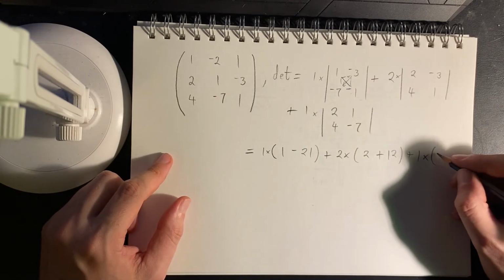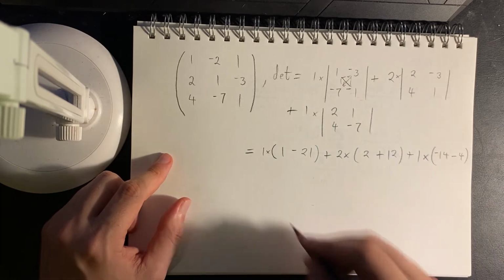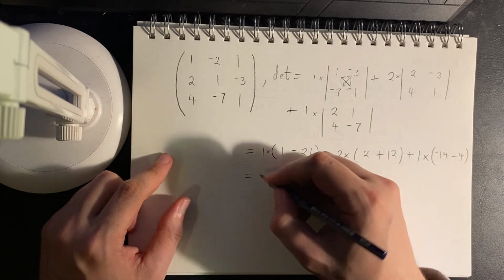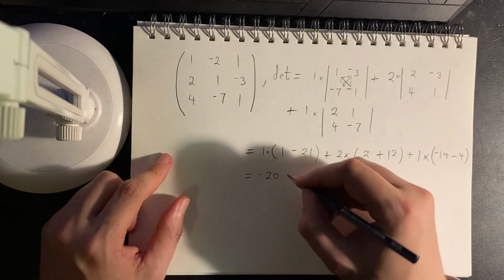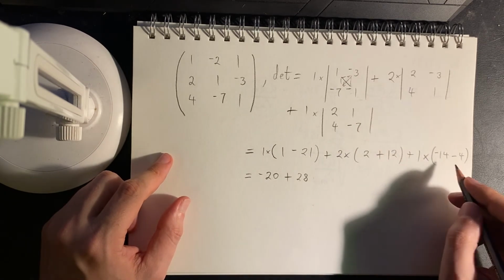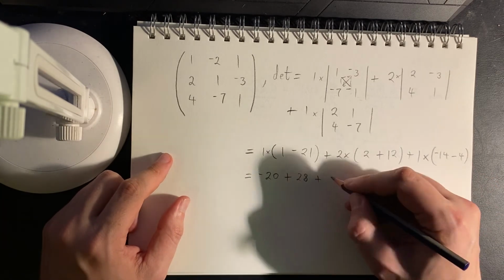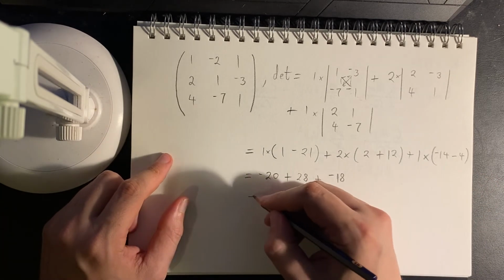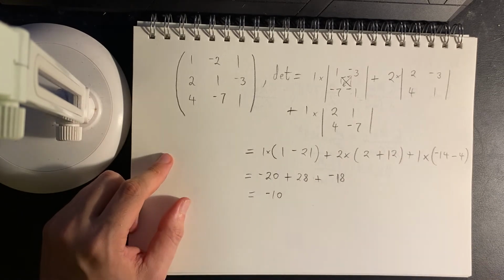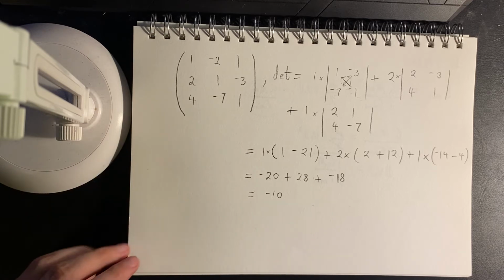And we have -14 minus 4. Okay, so we have -20 plus 28 plus -18, which comes out to -10. And that's it. That's the determinant of a 3 by 3. Let's do some more examples.